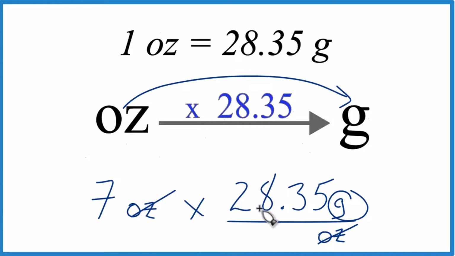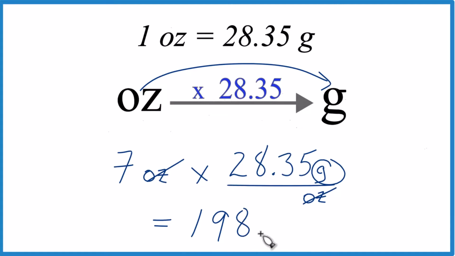So 7 times 28.35 grams. When we do the math, we end up with 198.45. I'm going to call it 198.5. In the units, that's going to be grams. That's all that's left, and that's what we're looking for. So that's how you convert 7 ounces to grams.